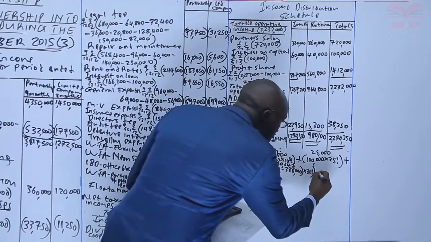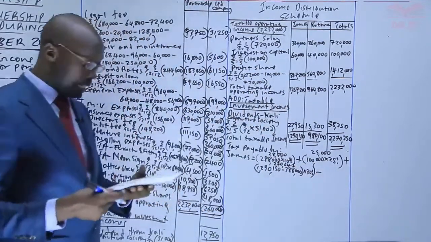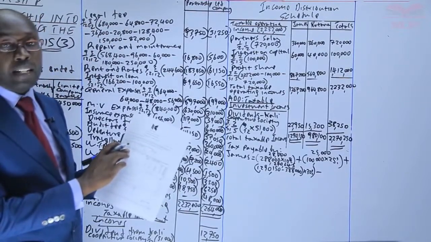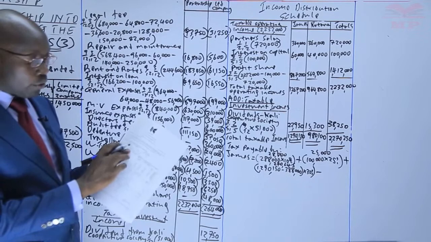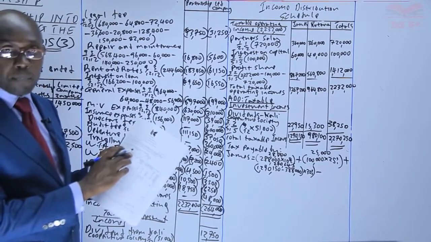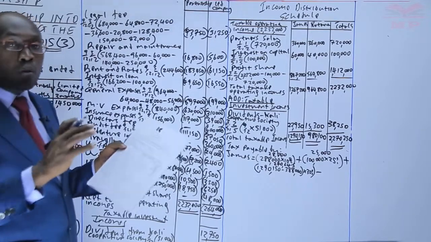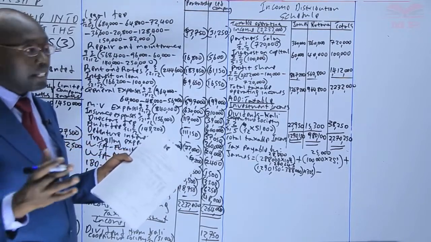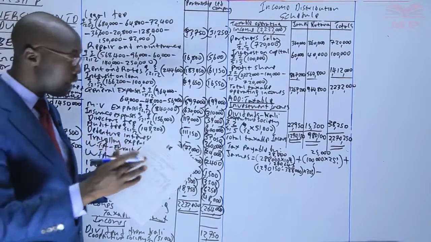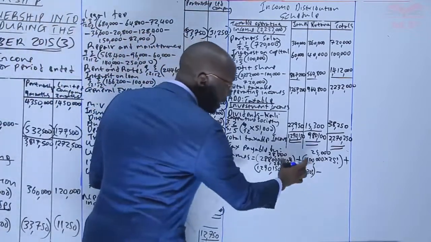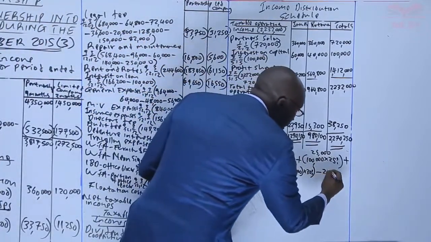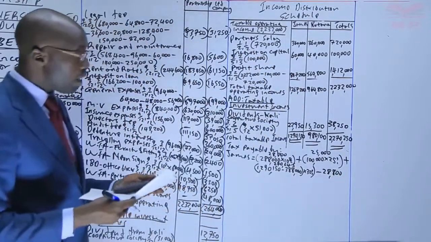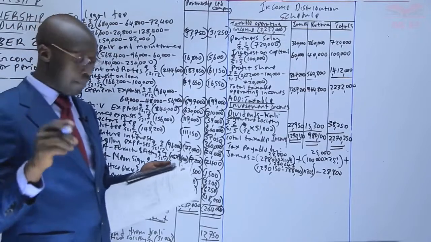Now, this one, if you look at that tax table down there, there is a personal relief of 2,400 per month, which is equivalent to 28,800 per annum. If you're taxing for the whole year, you take per annum, regardless of how many months the person earned the income. Like this one was 9, but we take the whole year. So the personal relief reduces the tax a person is supposed to pay. So 28,800, personal relief. So now we need to add the tax and we minus the personal relief.